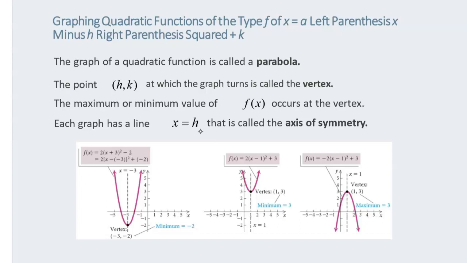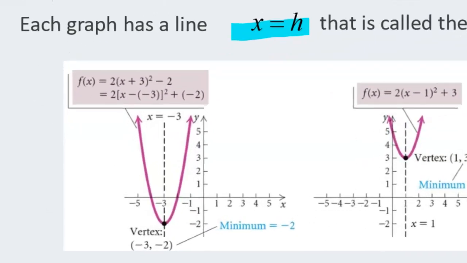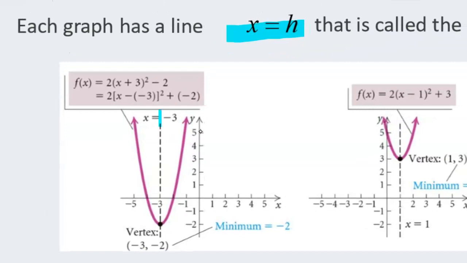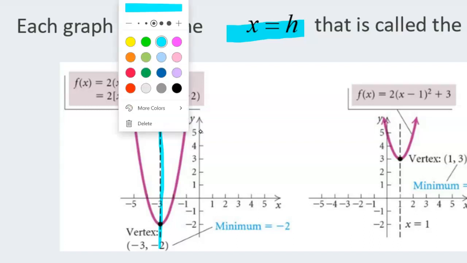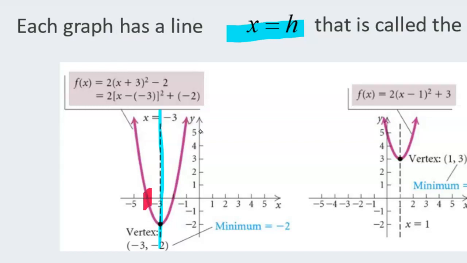And when we think about that first coordinate, there's a line, x equals h, that cuts through the center of the parabola, and we call that the axis of symmetry. One thing that you'll notice is that the two x-intercepts or zeros are going to be halfway between that axis of symmetry.